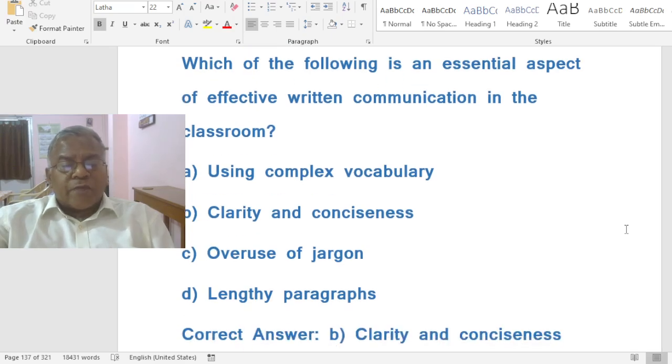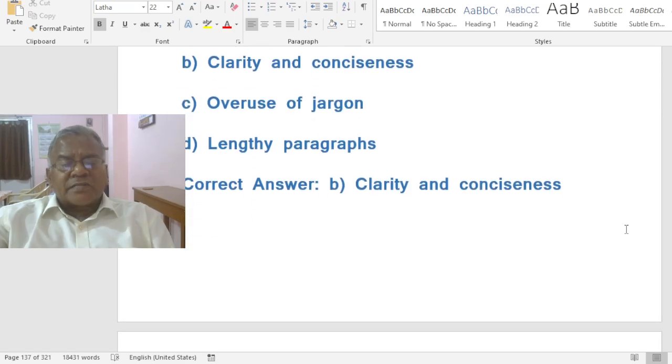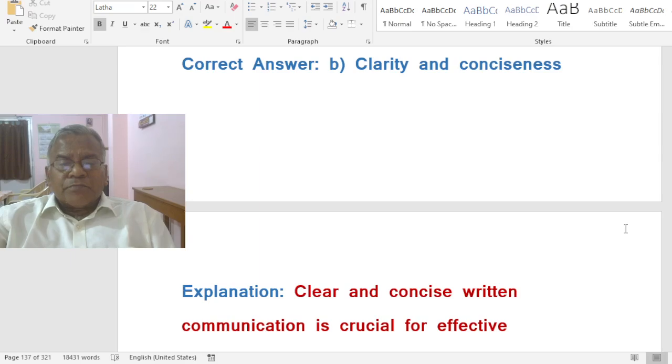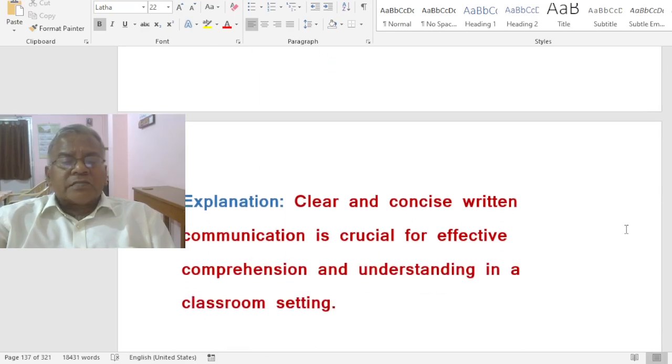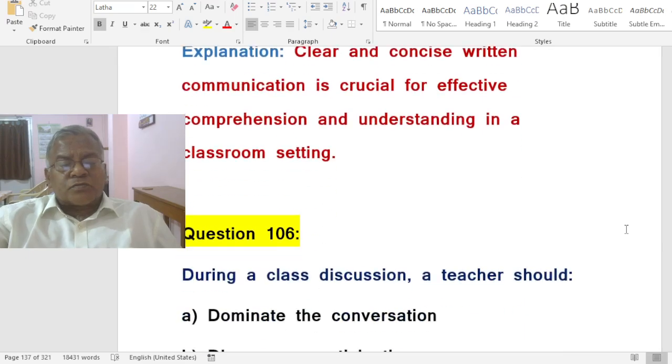Using complex vocabulary, B. Clarity and conciseness, C. Overuse of jargon, D. Lengthy paragraphs. That is clarity and conciseness. Conciseness means short and sweet. We say like that. Very short, at the same time sweet, effective. So clarity and conciseness. Brief. Clear and concise written communication is crucial for effective comprehension and understanding in a classroom setting.